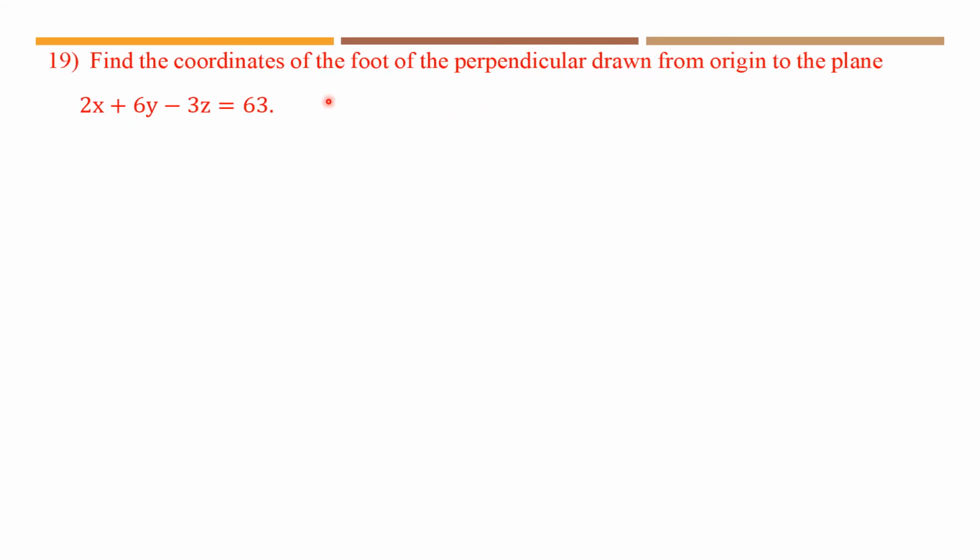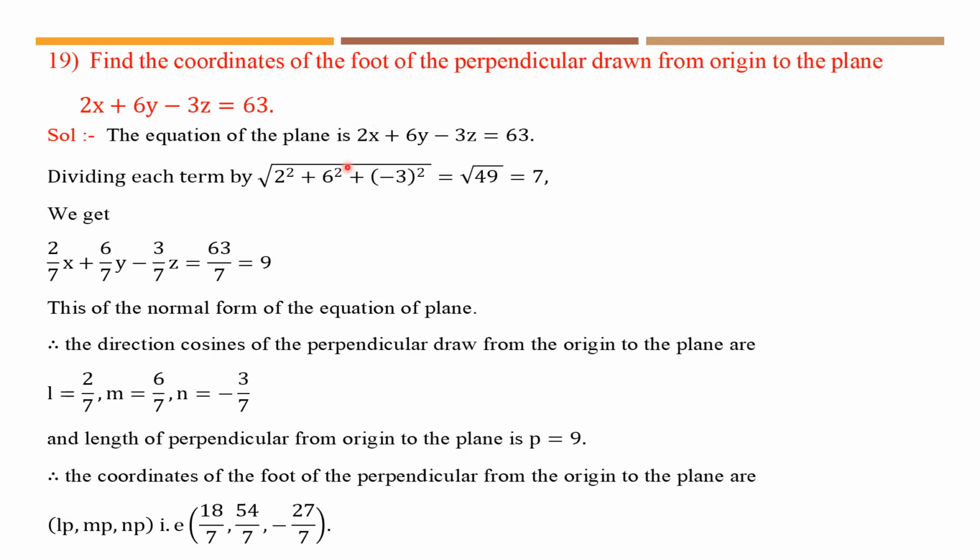Example number 19. Find the coordinates of the foot of the perpendicular drawn from the origin to the plane 2x plus 6y minus 3z equal to 63. Same type of example. Solution. The equation of the plane is 2x plus 6y minus 3z equal to 63. We convert it into the form Lx plus My plus Nz equal to P. Therefore, divide each term out.